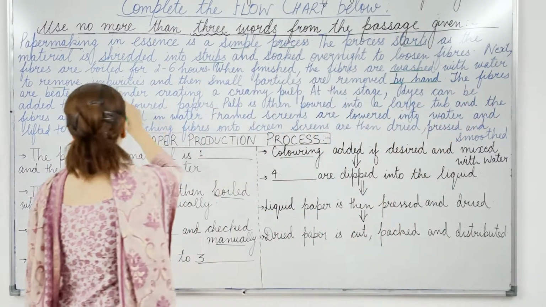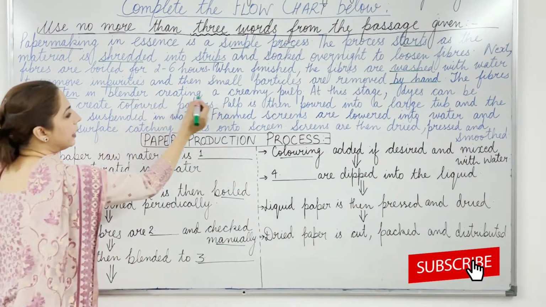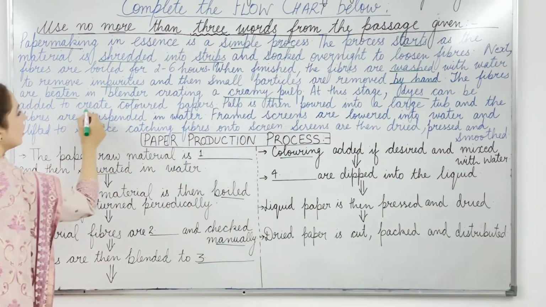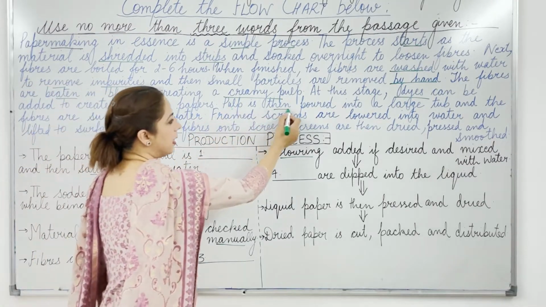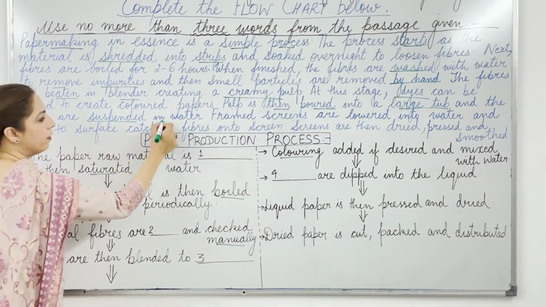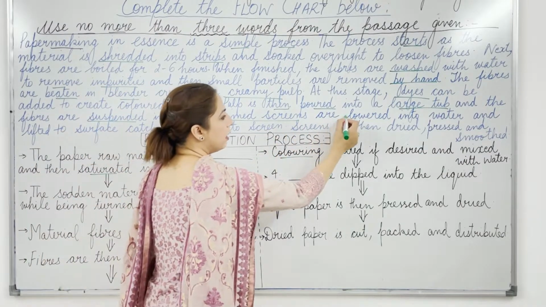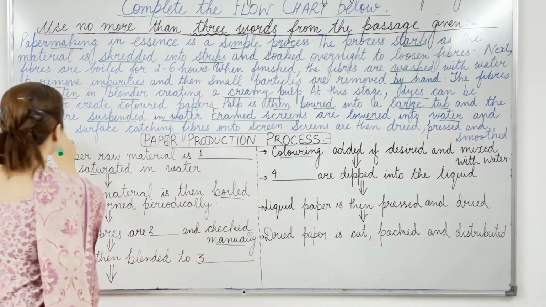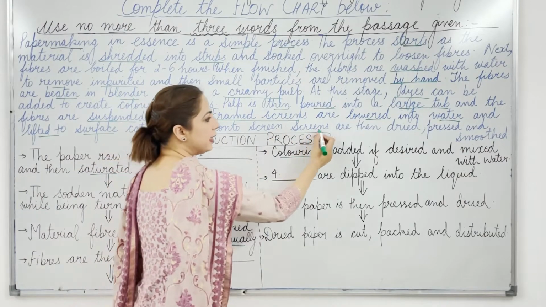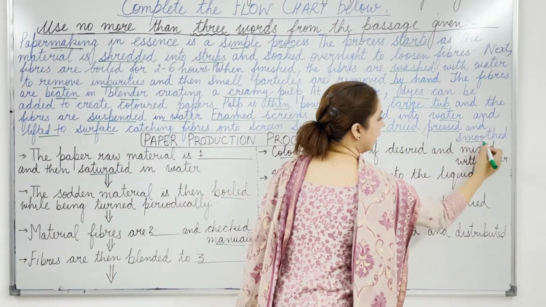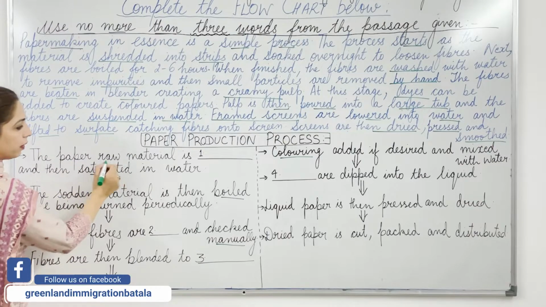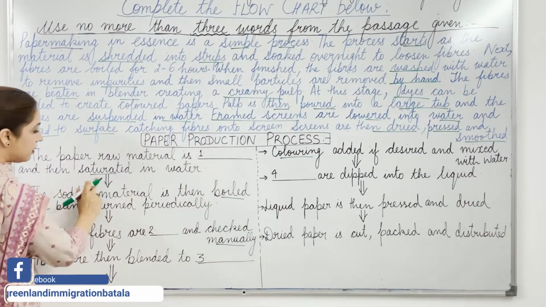The fibers are beaten in a blender, creating a creamy pulp. At this stage, dyes can be added to create colored papers. Pulp is then poured into a large tub and the fibers are suspended in water. Framed screens are lowered into water and lifted to the surface, catching fibers onto the screen. Screens are then dried, pressed and smoothed. Now let's have a look at the flowchart. First one, the paper raw material is dashed and then saturated in water.